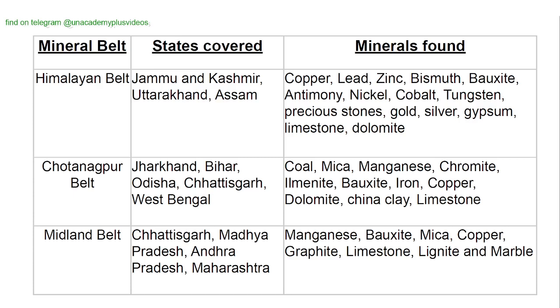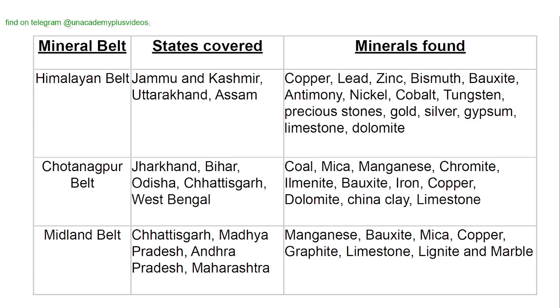Next, the Chotanagpur belt. The Chotanagpur belt is spread in the states of Jharkhand, Bihar, Odisha, Chhattisgarh, and West Bengal. The minerals found in the Chotanagpur belt are coal, mica, manganese, chromite, ilmenite, bauxite, iron, copper, dolomite, china clay, and limestone.